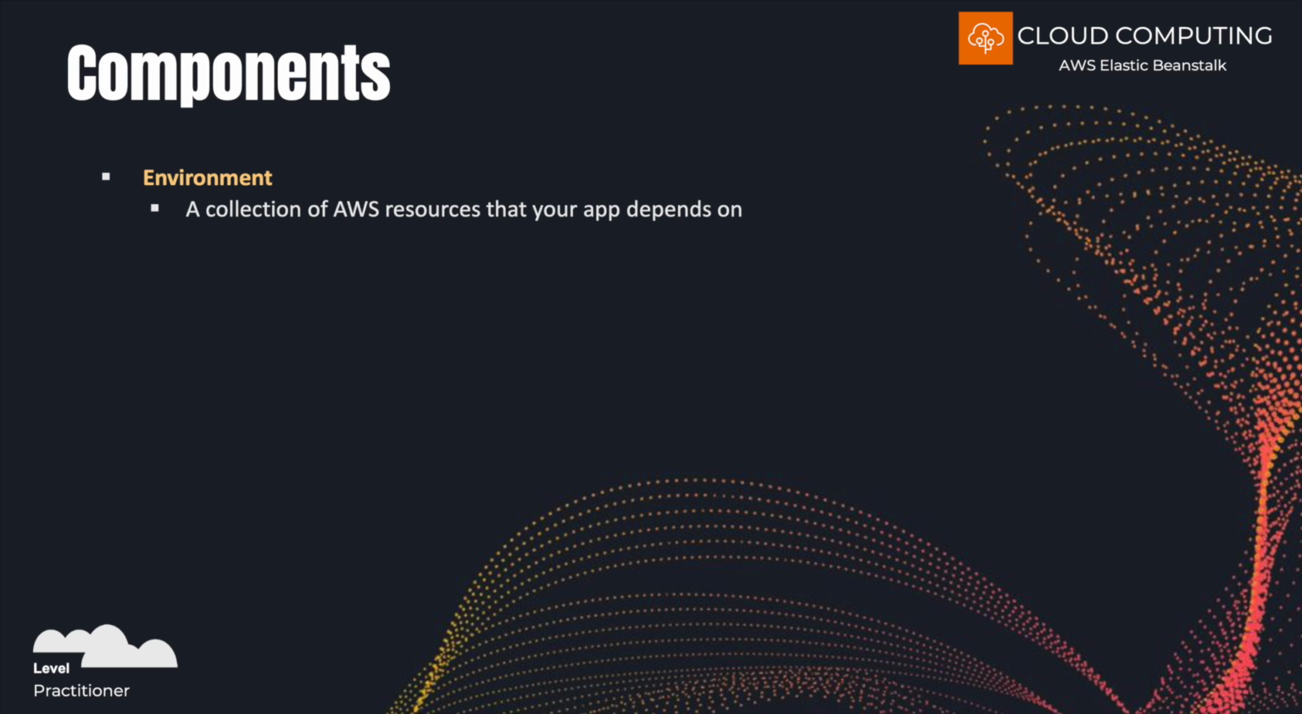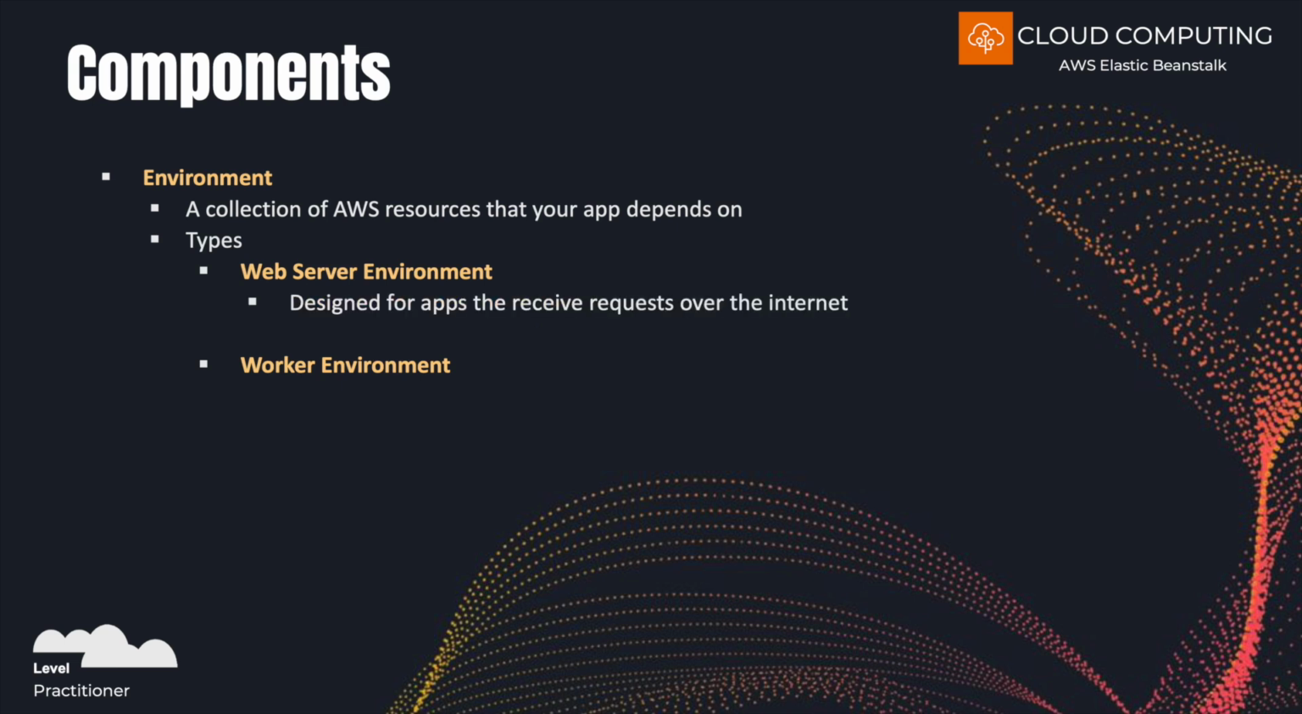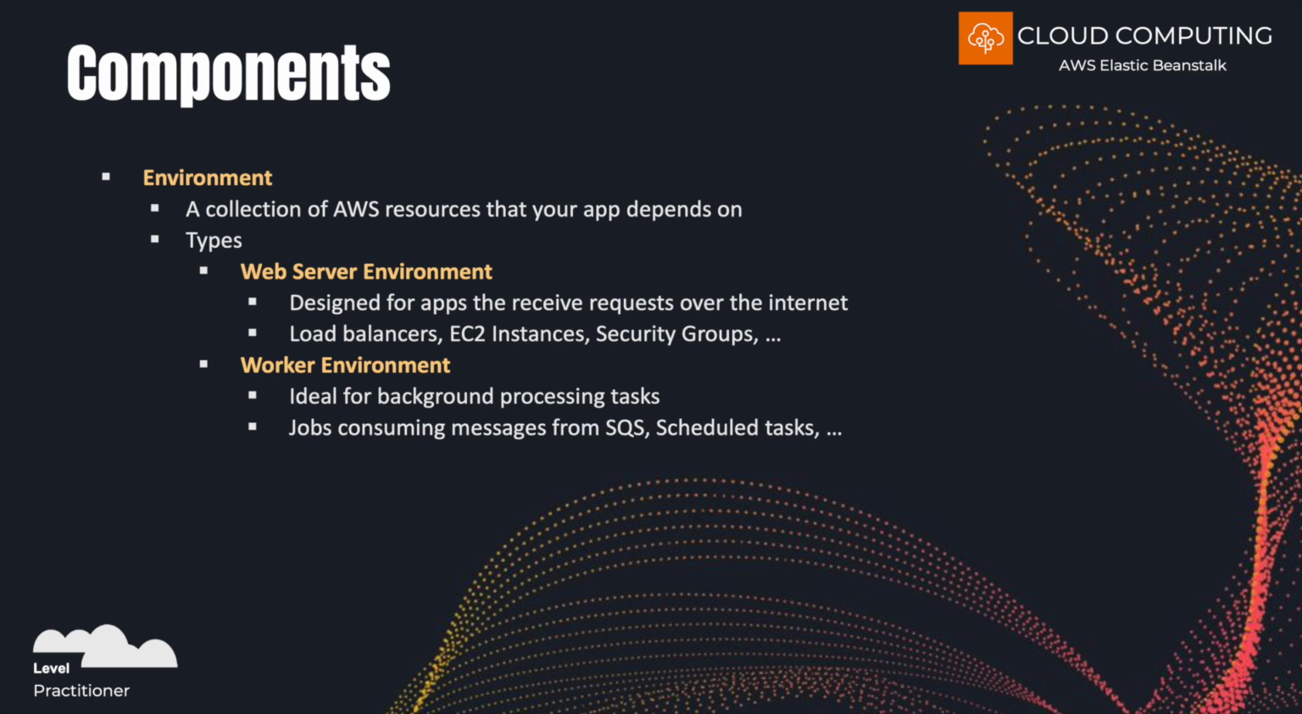Depending on the type of app you're deploying, you can choose between two main environment types: web server environment and worker environment. A web server environment is designed for apps that receive requests over the internet, like websites or APIs. It automatically creates components such as load balancers, EC2 instances, and security groups. On the other hand, a worker environment is ideal for background processing tasks, like jobs that consume messages from an SQS queue or run on a schedule. Both types are fully managed by Beanstalk, and you can easily switch, clone, or update them as your architecture evolves.